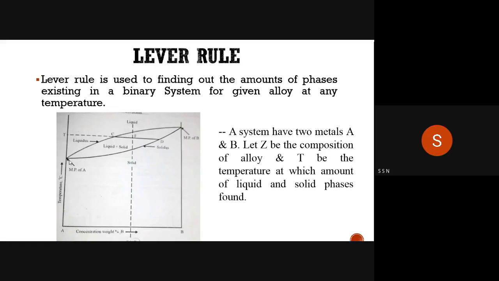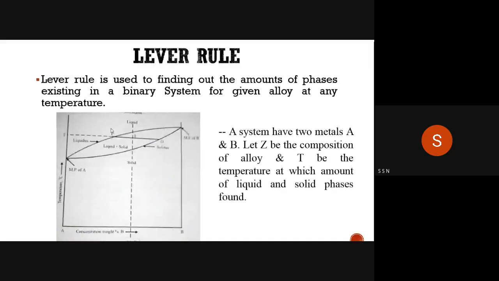And in between that you are having two lines called the liquidus line and solidus line. Above that liquidus line, the phase of this alloy will be completely liquid. Both are completely soluble in each other. And below the solidus line, the phase will be completely solid. And in between that, the phases will be liquid plus solid. Now, with the help of the lever rule, you can find out what amount of phases are existing in that alloy in the binary system.